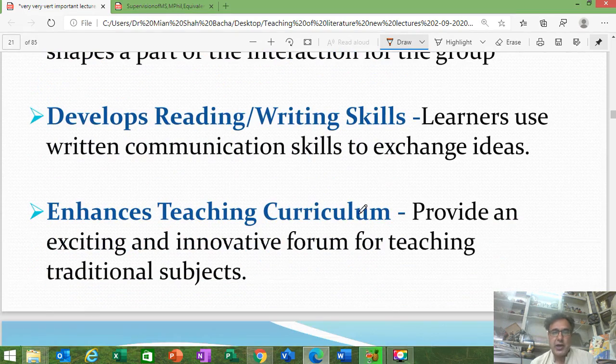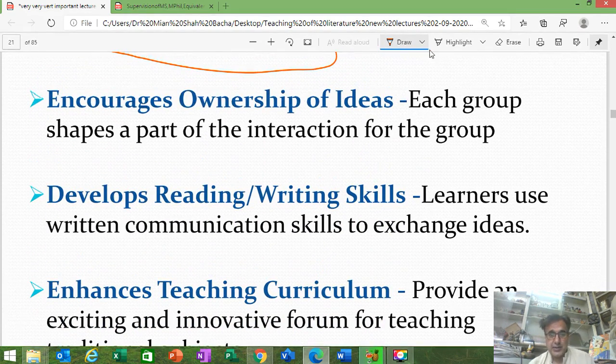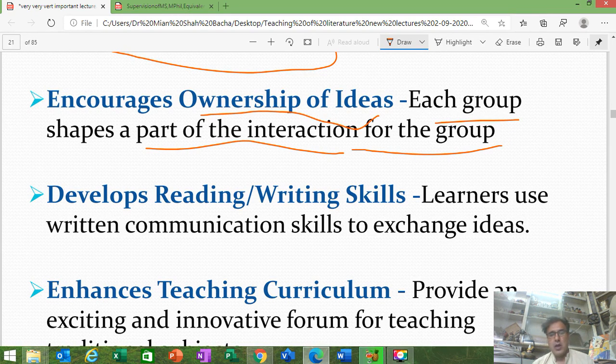All right, another advantage: it encourages ownership of ideas. For example, if you talk about it and it is recorded, you become the owner of that idea, then you cannot refuse it. If you refuse to own your idea, the screen tells you that this was yours. Each group shapes a part of the interaction for a group.